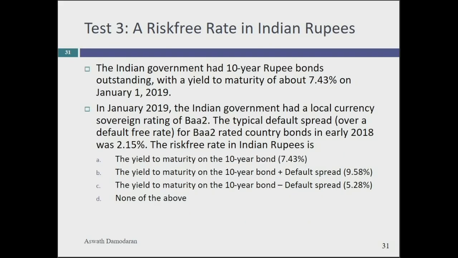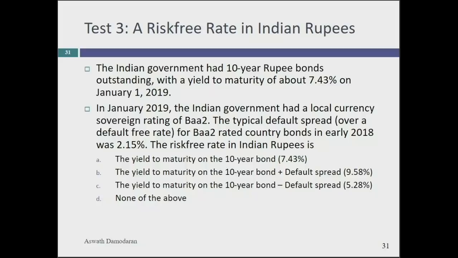Now let's make things difficult. Let's suppose I want a risk-free rate in Indian rupees. I find a 10-year Indian government bond, January 2019. The rate on that bond was 7.43%. So if I want to value an Indian company in rupees, I'm home free, right? I've got an Indian government bond rate.